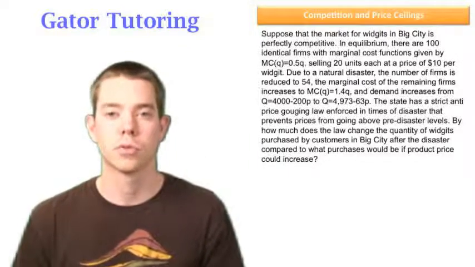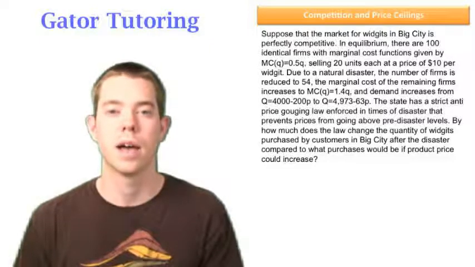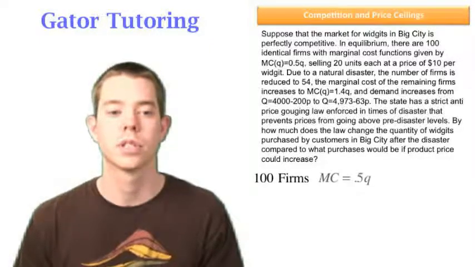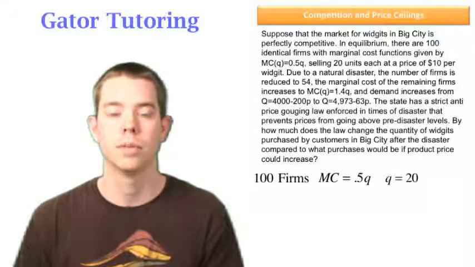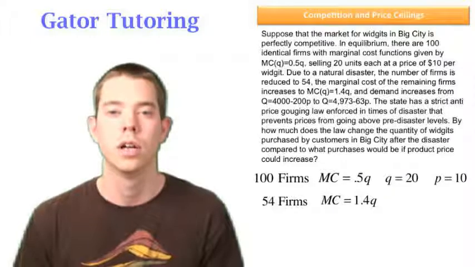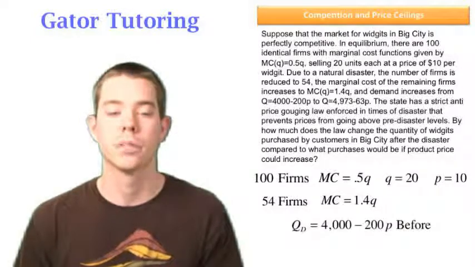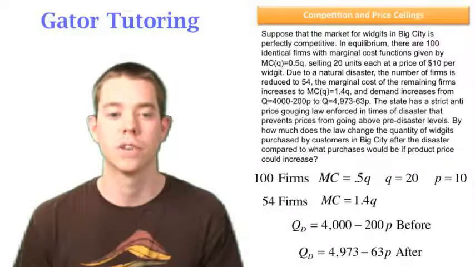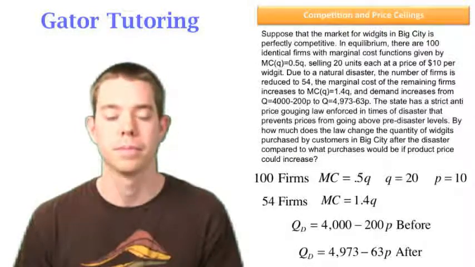So there's a lot of information. First, let's just dissect it and see what we have. We know that there were 100 firms. Their marginal cost was 0.5Q. Q was equal to 20 per firm, and they were charging a price of $10. Now there's 54 firms. Their marginal cost increased to 1.4Q. They told us demand was 4,000 minus 200P, and after the disaster, demand is 4,973 minus 63P.